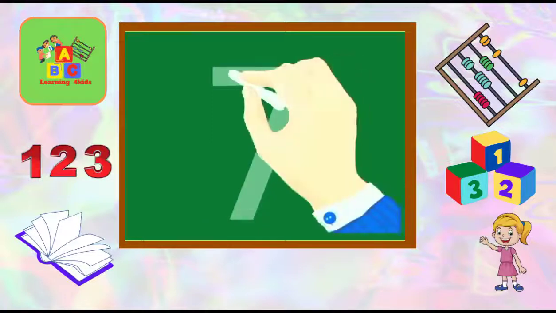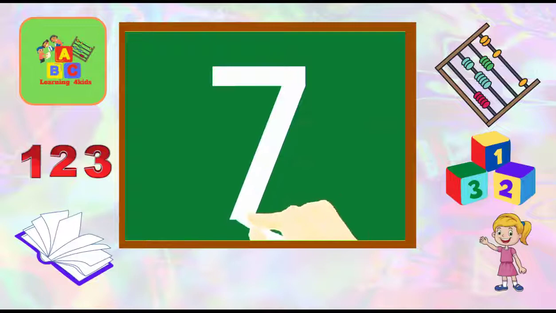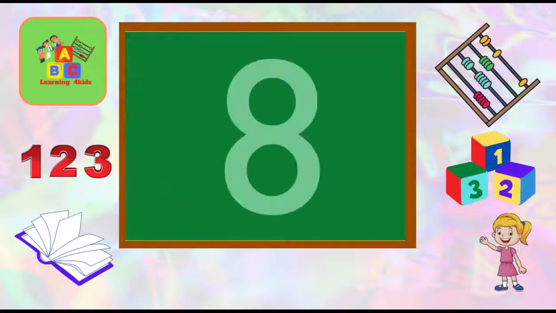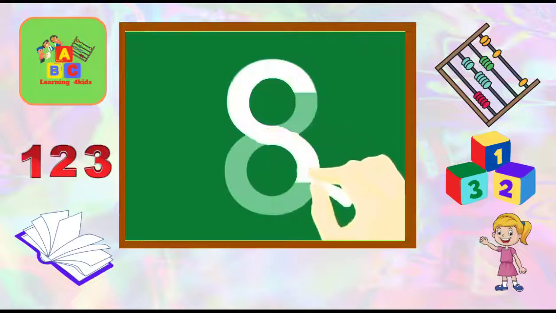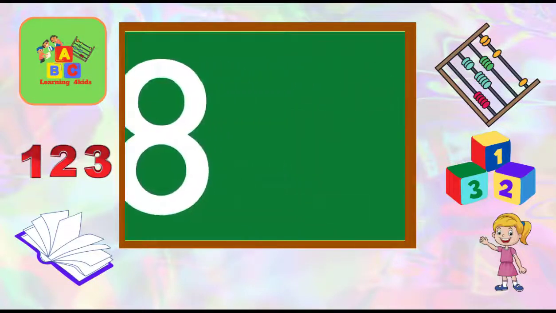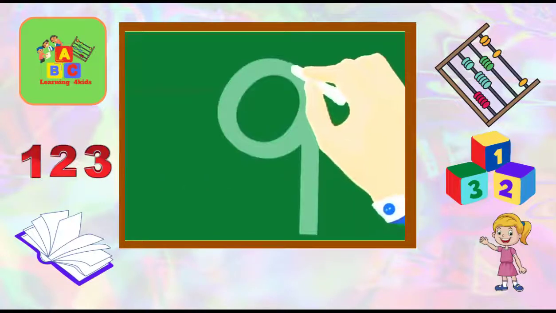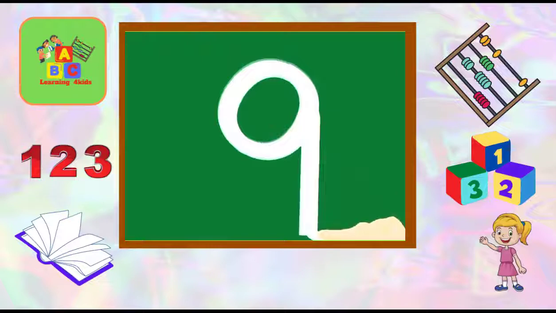Number 7. A sleeping line and a slanting line makes my number 7. Number 8. Make an S and shut the gate makes my number 8. Number 9. A circle and a standing line makes my number 9.